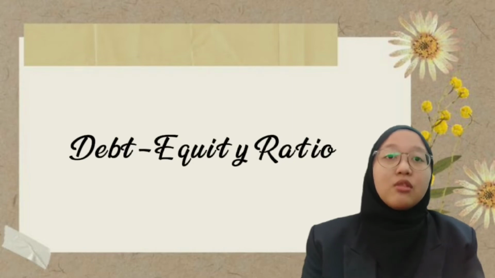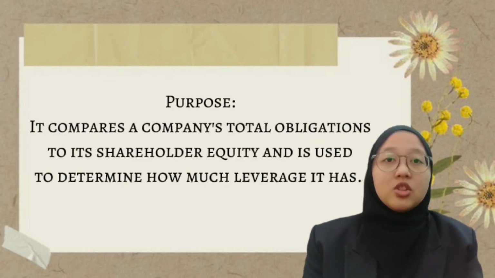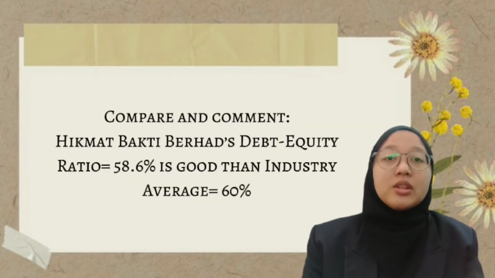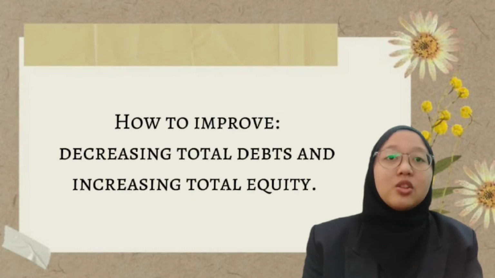Next is the debt equity ratio. It compares the company's total obligations to its shareholder equity. After the calculation, we get 58.6%. Hikmat Bati Berhad's debt equity ratio is better than the industry average of 60%. The way to improve this ratio is increasing total equity.